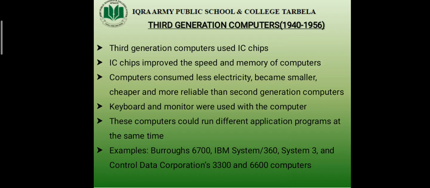The next is the third generation of the computer, and the time period for the third generation of the computer was 1940 to 1956. And when we talk about the third generation computer, IC chips were used instead of transistors and vacuum tubes. And what are the IC chips? These are also known as semiconductor chips, and they were used in the third generation of computer instead of transistors, and they were developed in early 1960.